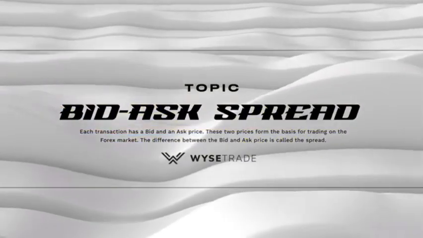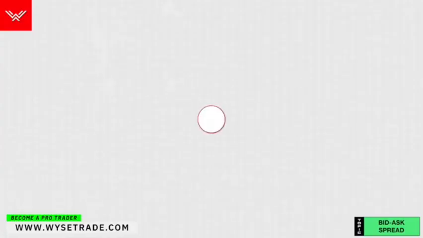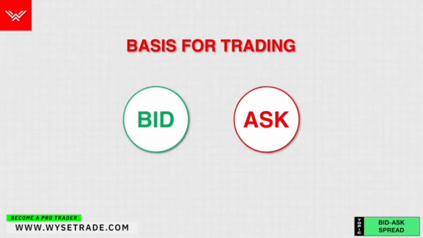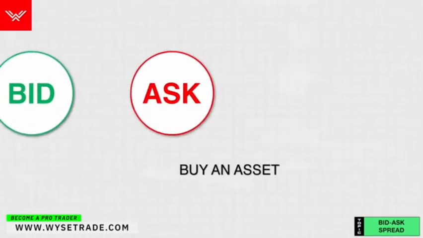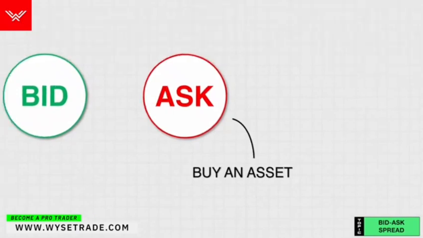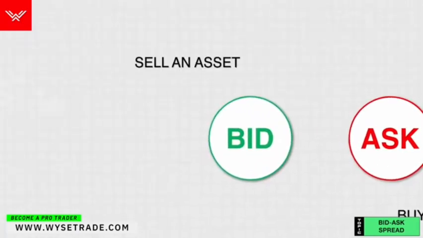Bid, ask, and spread. Each transaction has a bid and an ask price. These two prices form the basis for trading on the Forex market. When you're looking to buy an asset on the Forex market, you will pay the ask price for the base currency. When you're looking to sell an asset on the Forex market, you will sell at the bid price.